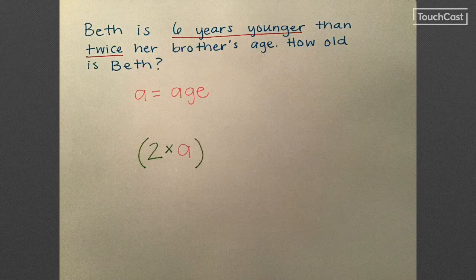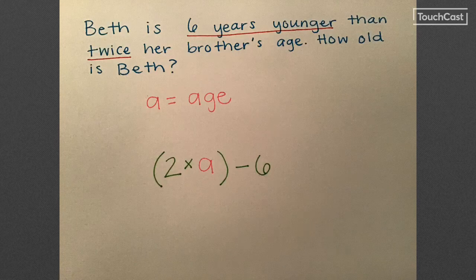Then what do you think the next part is going to be? She's 6 years younger than twice her brother's age. We've found twice her brother's age. So what's next? If you put minus 6 after the 2 times A, you'd be correct. She's 6 years younger than twice her brother's age. So after we find twice her brother's age, we need to subtract 6.